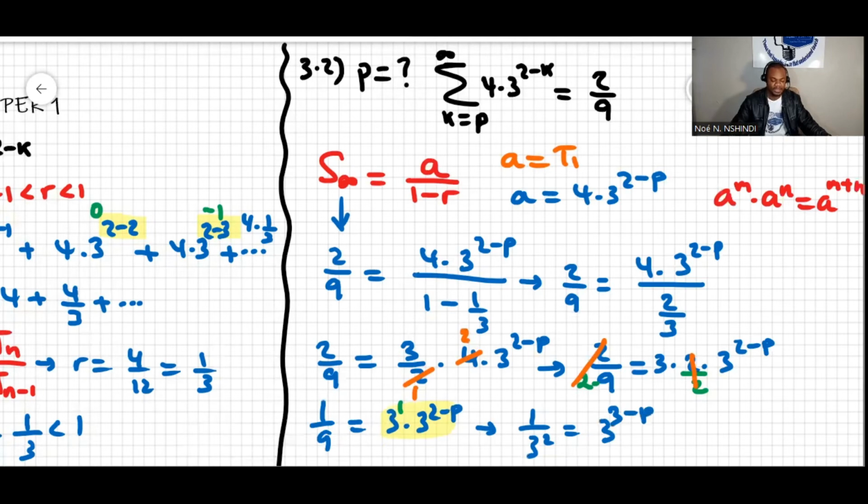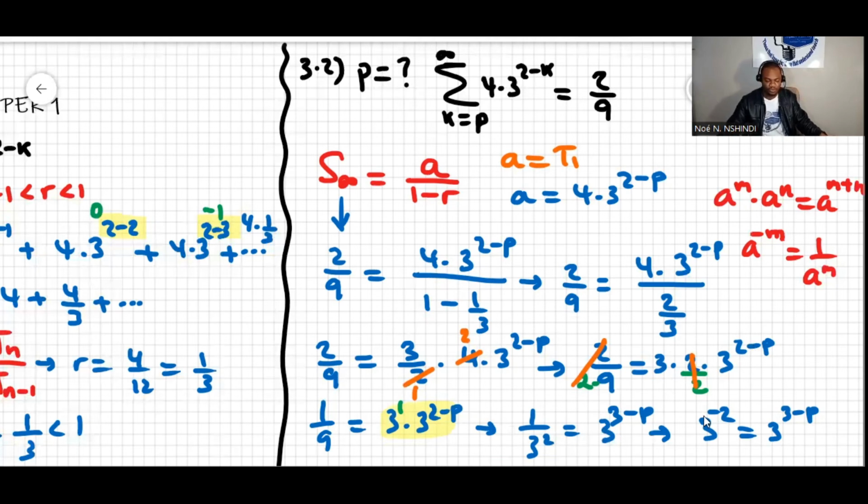And then this also simply means we can write 3 to the power of -2 equal to 3 to the power of 3 minus p. Why am I saying that? Because the other law of exponent says a to the -m equal to 1/a to the m. So here, those laws of exponents can also be applied in the reverse order. 1/a to the m is like 1/3 squared. We can write it as 3 to the -2.